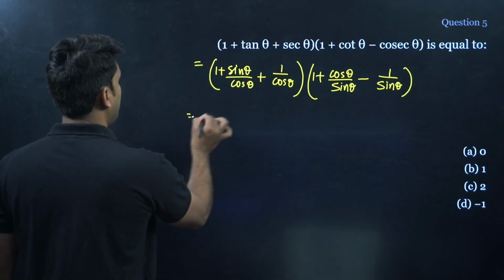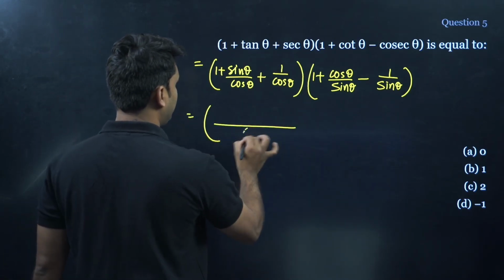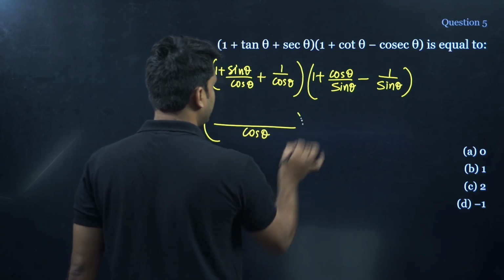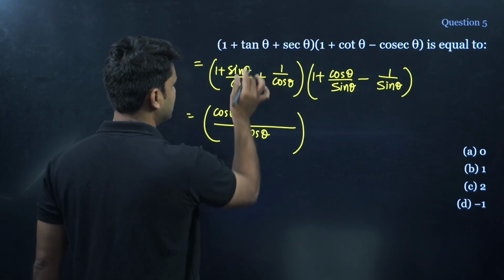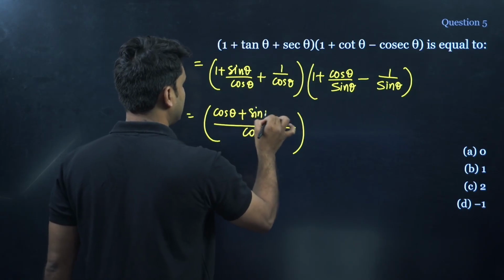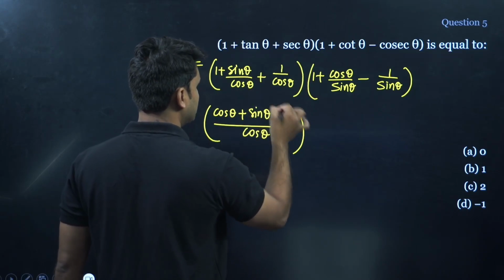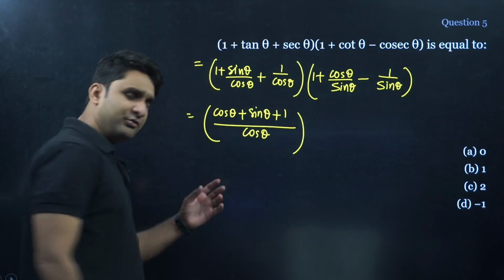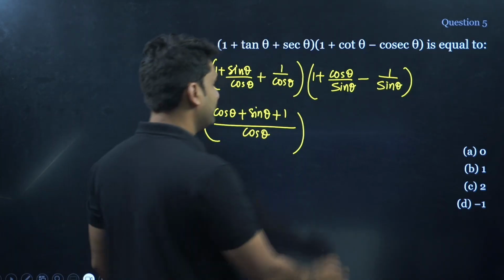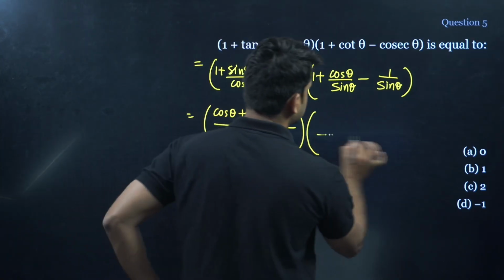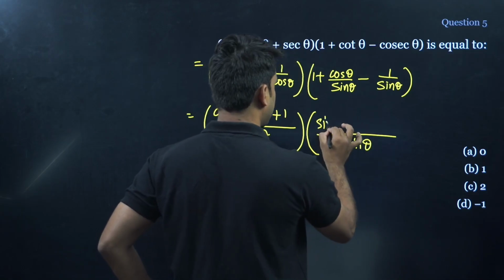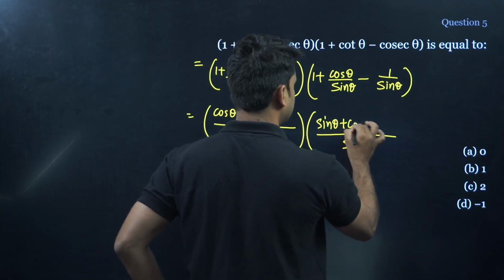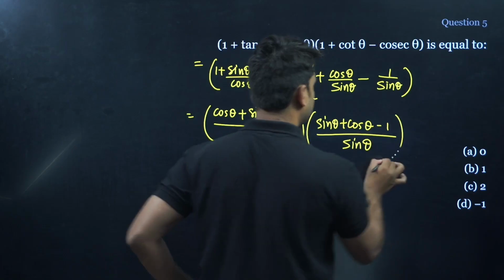Now take LCM in the first bracket. So this will be cos theta, cos theta plus sine theta is already there, and 1 will come. So cos theta plus sine theta plus 1, divided by cos theta. And here on taking LCM, sine theta will come, so sine theta plus cos theta minus 1, divided by sine theta.